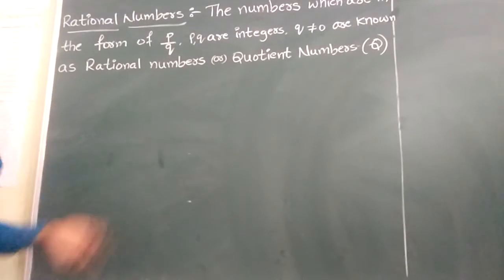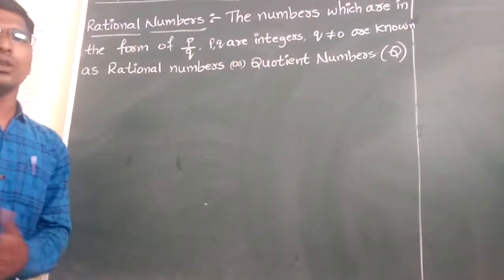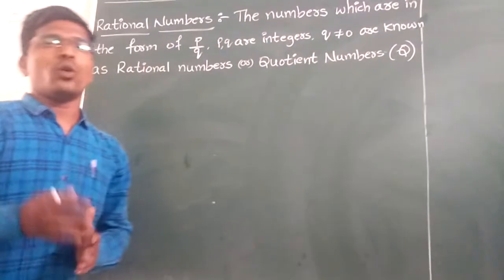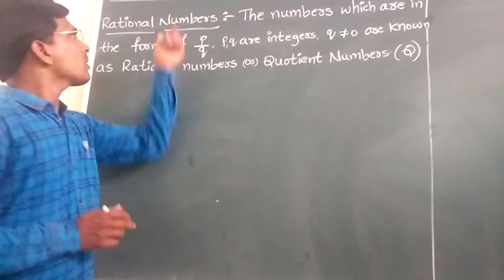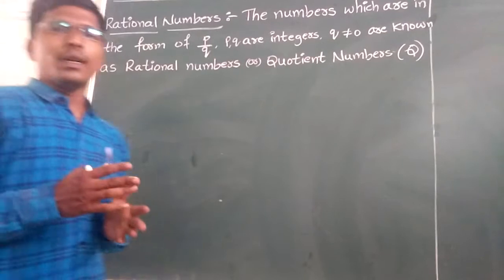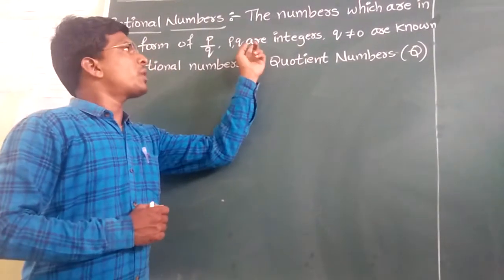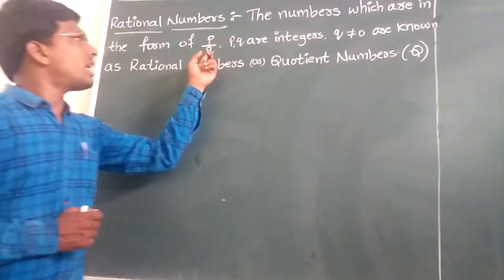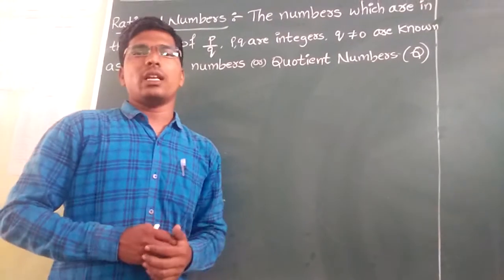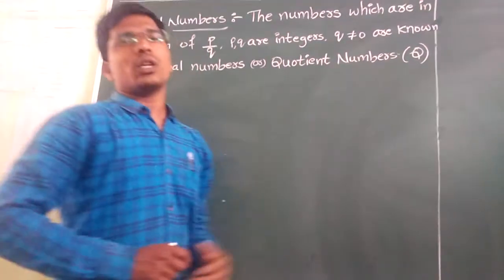See, the whole numbers start from 0, 1, 2, 3, 4, 5. Natural numbers are 1, 2, 3, 4, 5. And integers contain negative numbers, 0 and positive numbers. Then how will the rational numbers be? The definition is the numbers which are in the form of p by q, where p, q are integers and q should not be equal to 0. Such numbers are known as rational numbers or quotient numbers, represented by the capital letter Q.